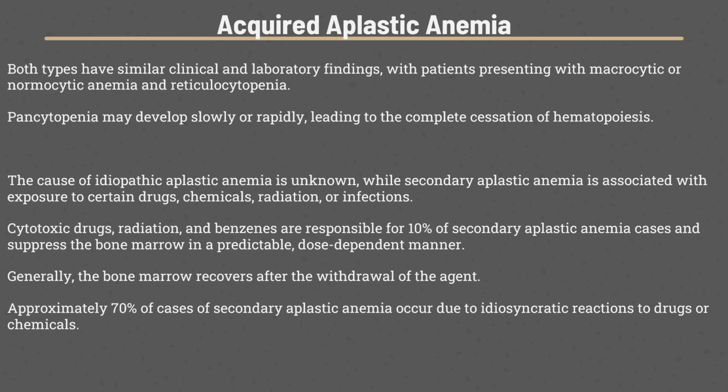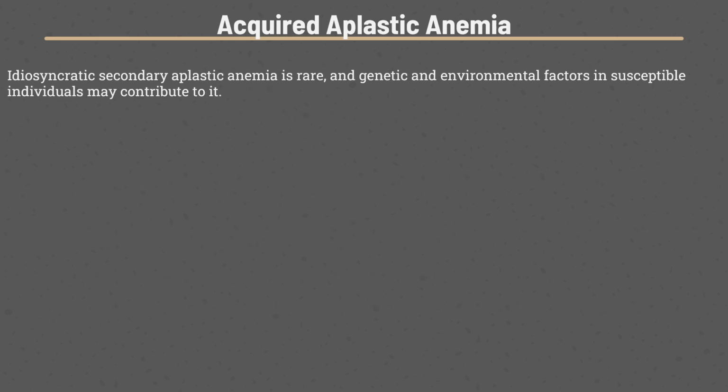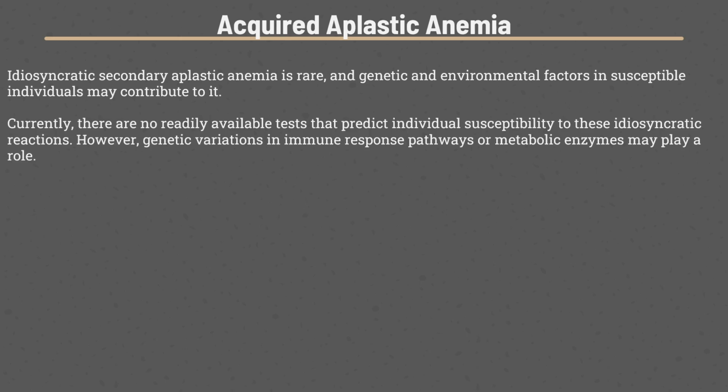Approximately 70% of cases of secondary aplastic anemia occur due to idiosyncratic reactions to drugs or chemicals. Idiosyncratic secondary aplastic anemia is rare, and genetic and environmental factors in susceptible individuals may contribute to it. Currently, there are no readily available tests that predict individual susceptibility to these idiosyncratic reactions. However, genetic variations in immune response pathways or metabolic enzymes may play a role.